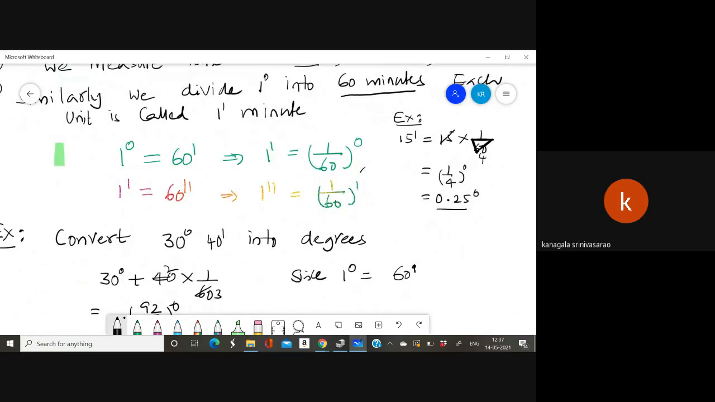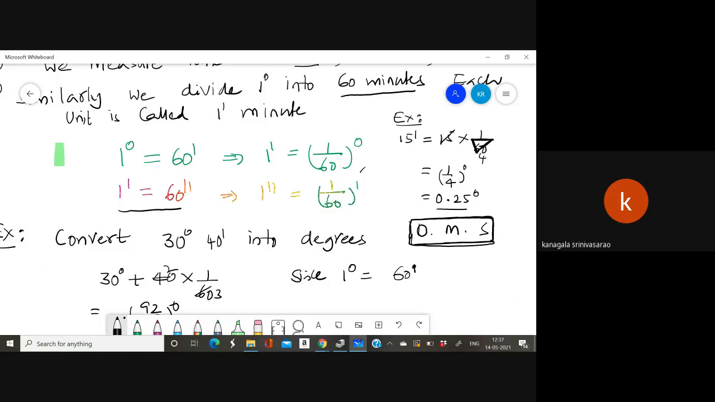Further, 1 minute is divided into 60 equal parts, and each part is known as 1 second. So 1 minute is 60 seconds, and 1 second is 1 by 60th of a minute. This is known as the DMS measure, short form for degrees, minutes, and seconds. This is one way to remember it, like brain mapping.